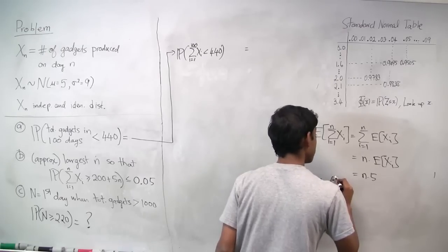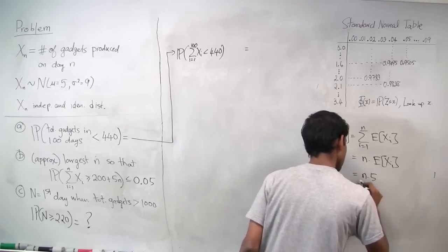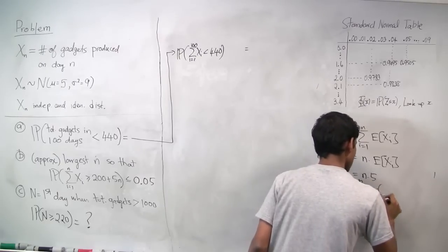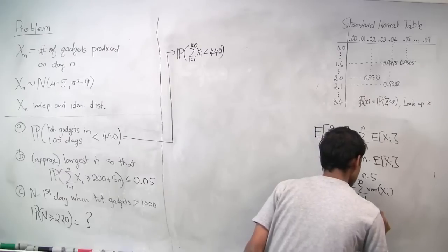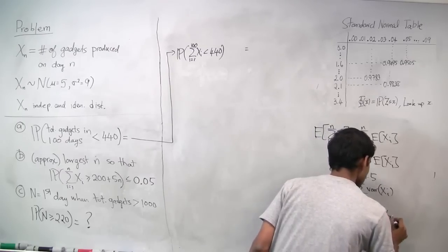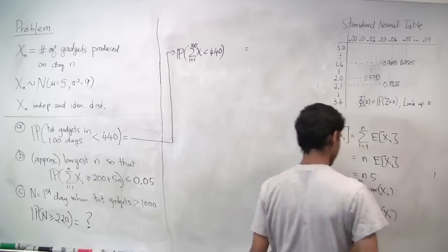For the variance of the sum, it's also the sum of the variances because of the independence. And since they're identically distributed, we have n times the variance of Xi, and this is n times 9.